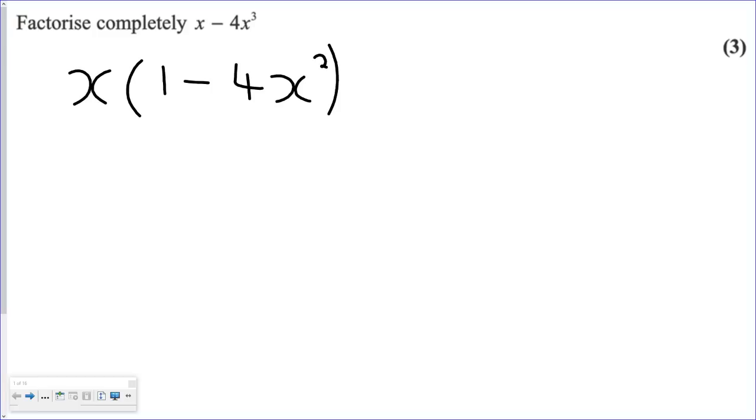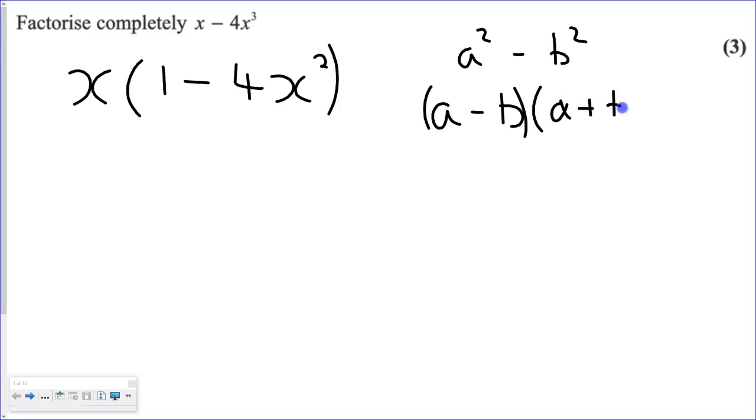one thing we need to notice is that this is actually in the form a squared minus b squared, which you may have heard before as the difference of two squares. If that's something you're unfamiliar with, then difference of two squares is a topic you should look up. What it says is that I can write a squared minus b squared in the form a minus b in a bracket and then a plus b in a bracket. It might not look like it, but actually our 1 minus 4x squared is in this form a squared minus b squared.